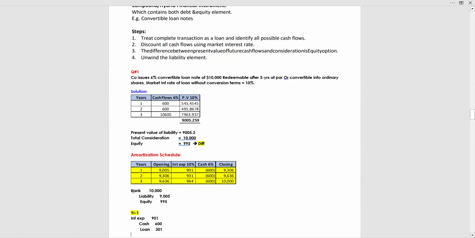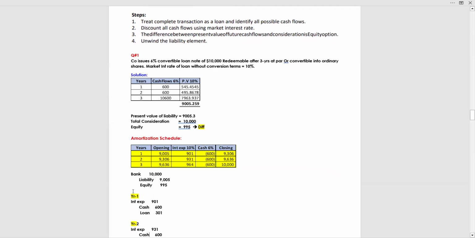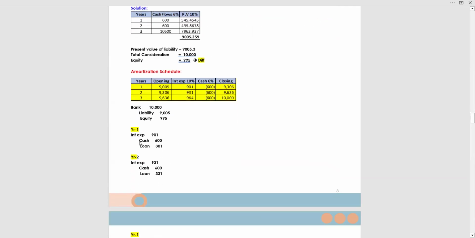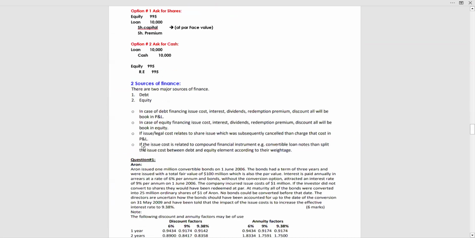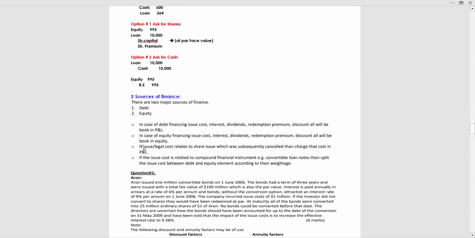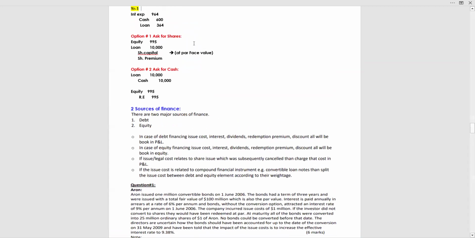So you will make this entry: bank debit, liability credit, and equity credit. Year 1: interest expense 901, cash 600, loan 301. Interest expense is 901, you paid 600, so still you have a liability of 301. And in year 2, again the same entry, and in year 3, the same entry. Now, in the end, there is an option. The first option is to ask for shares.